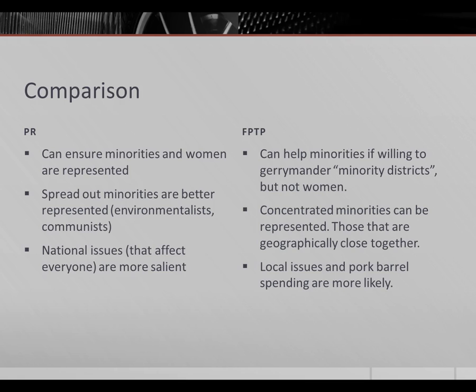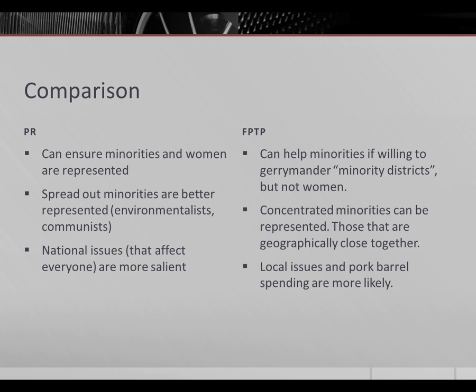which is the entire country. First past the post can help minorities that are concentrated geographically if they're willing to gerrymander minority districts, which the United States has roughly done. But they can't help minorities like women who are more or less 50% everywhere, but are victims of discrimination by voters. And so you can't ensure in an FPTP system that you get any number of women in the legislature. And by the way, the statistics confirm that.